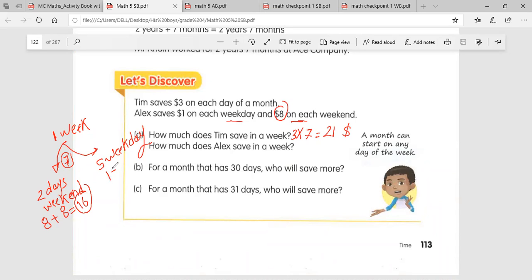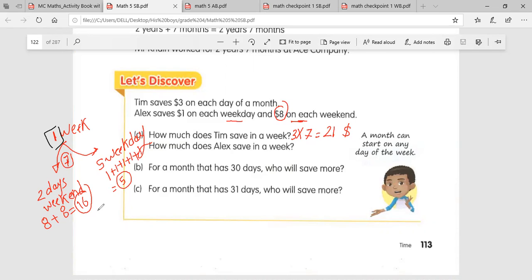And on the five days, each day he saved 1. So 1 plus 1, plus 1, plus 1, plus 1. How many? Five. So the rest of the week he saved 5. Now for the amount in one week, he saved 16 in two days and 5 in five days.